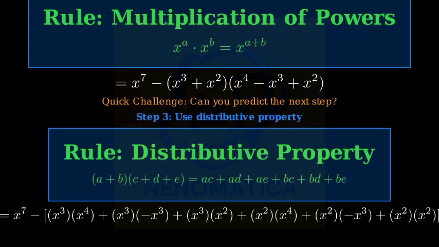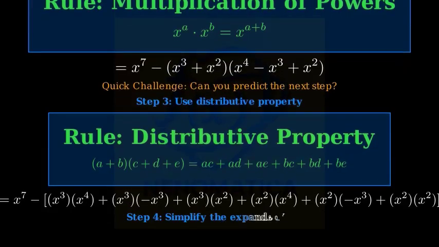Now, let's multiply x squared by each term in the second bracket. X squared times x to the fourth equals x to the sixth. X squared times negative x cubed equals negative x to the fifth. And finally, x squared times x squared equals x to the fourth.